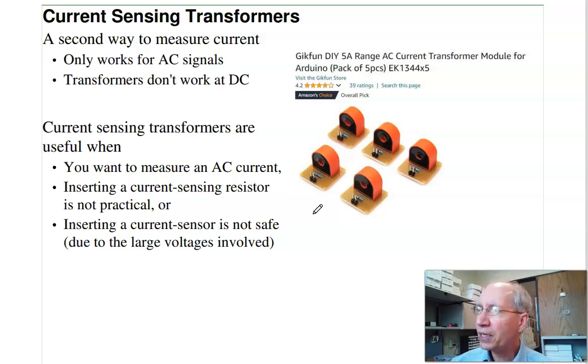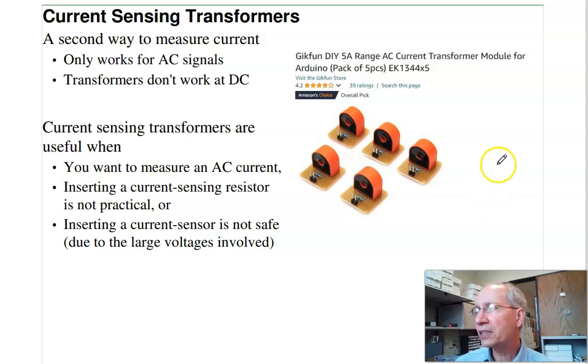A second way is to use a current sensing transformer. Now these don't work at DC because transformers don't work at DC. I need an AC signal. But if I just want to measure the AC signal, like a 60 Hertz sine wave, what's the current to a light bulb, these do work.